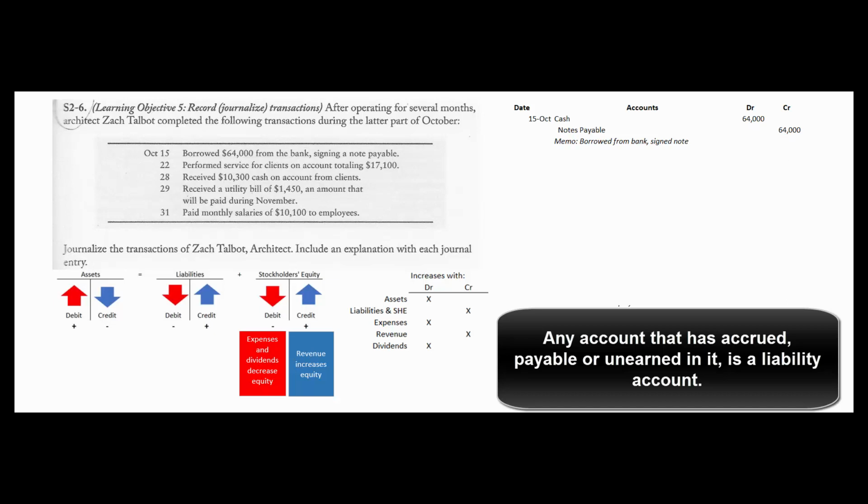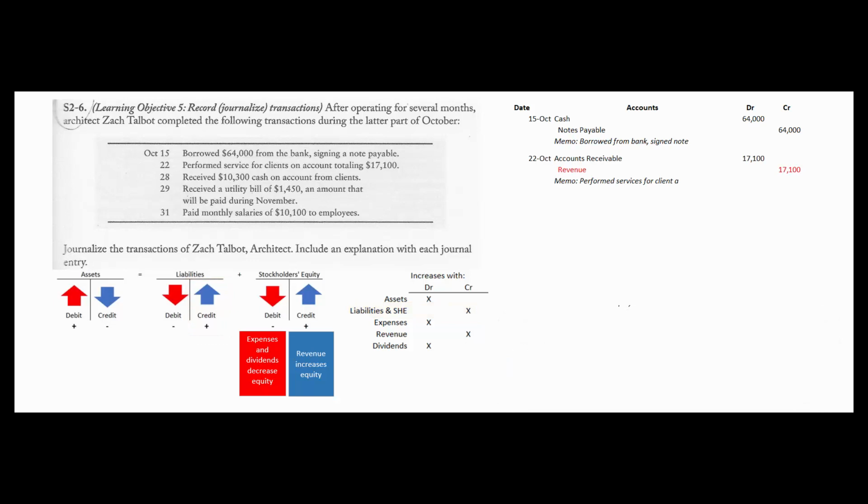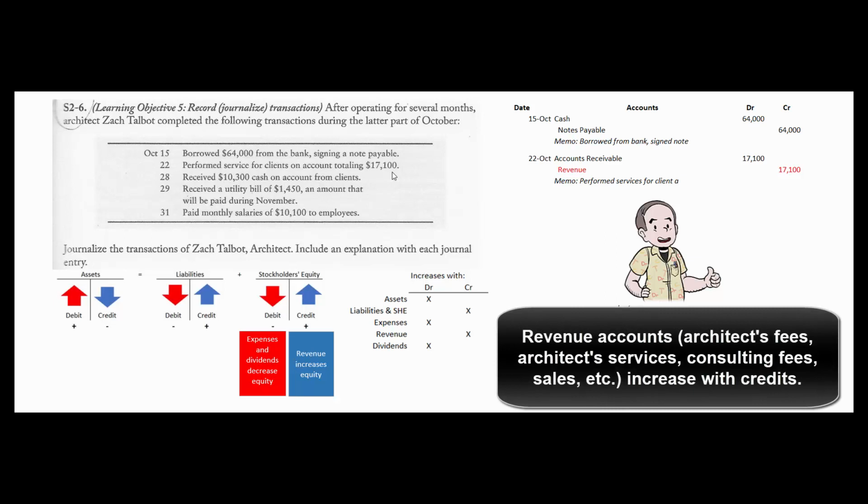Any account that has the word accrued, payable, or unearned in it is a liability account, and liability accounts increase with credits. The second transaction is on October 22nd. We performed services for clients on account totaling $17,100. In other words, we did work. We satisfied some performance obligations. We earned revenue. Expenses are debits, expenses are debits, expenses are debits; the opposite of expenses is revenue, and it must get recorded with credits.